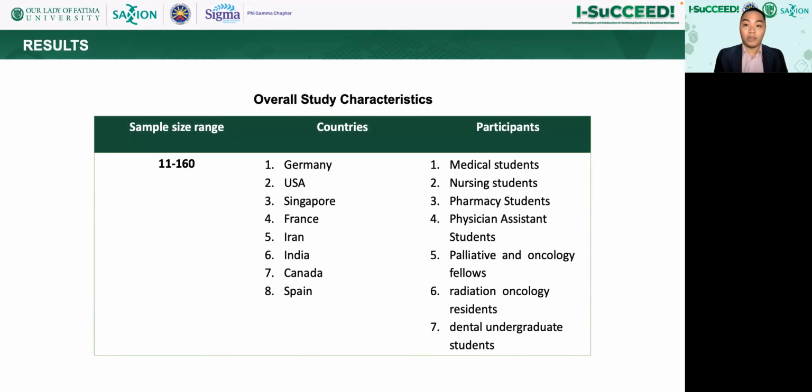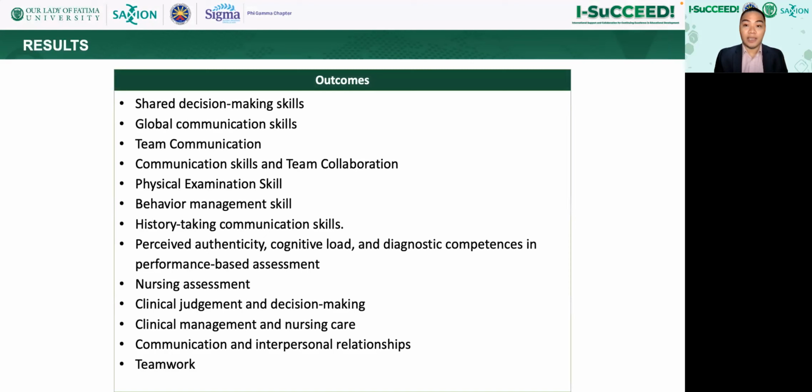Here are the overall study characteristics. Sample size ranged from 11 to 160 participants. The papers came from 8 different countries. Most participants include medical, nursing, pharmacy, physician assistant, and dentistry students. The outcomes investigated were shared decision-making skills, global communication skills, team collaboration, physical examination skill, behavior management skill, nursing assessment, clinical judgment and decision-making, and teamwork.